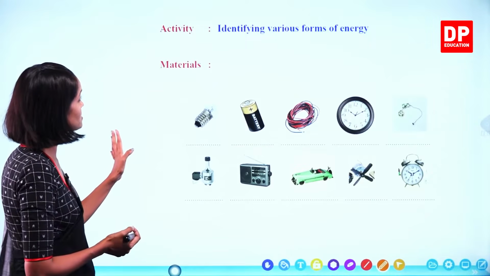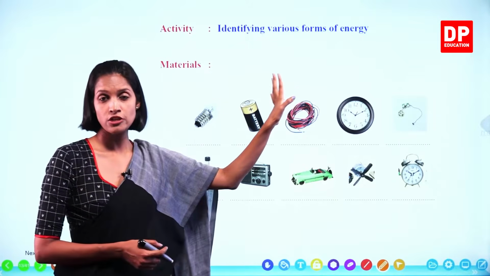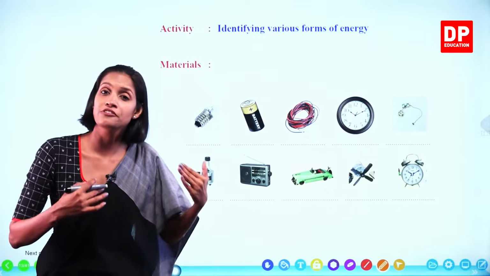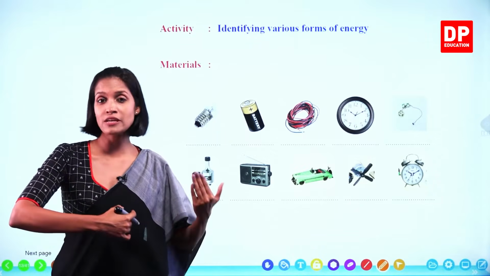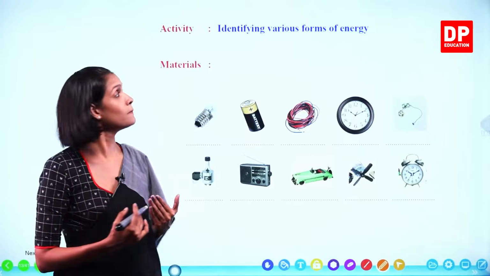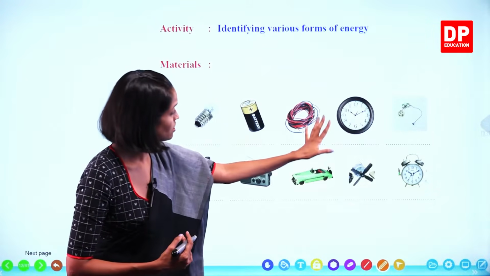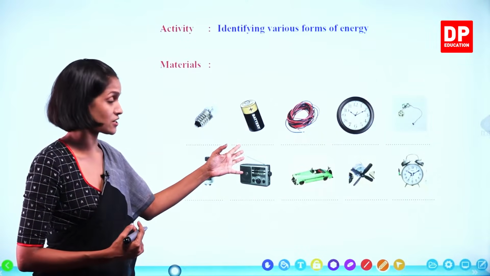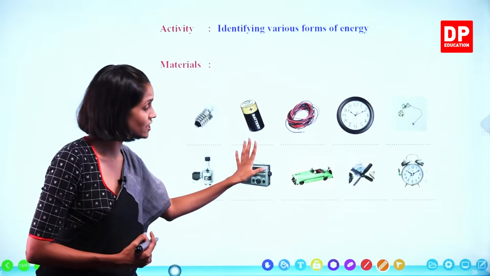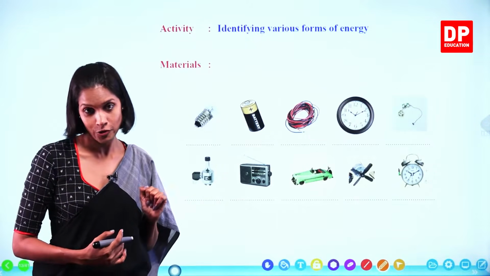Okay, so the activity is identifying various forms of energy. So in this lesson, we are going to learn different forms of energy and how we can use different types of energy to do work, okay? Right. So what are the materials we need? We need a lot of materials to do this activity. But it's a very easy activity, children. Even this activity, you all can very easily do at home, okay?